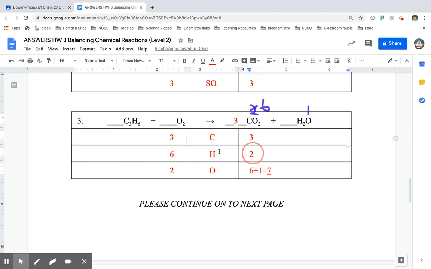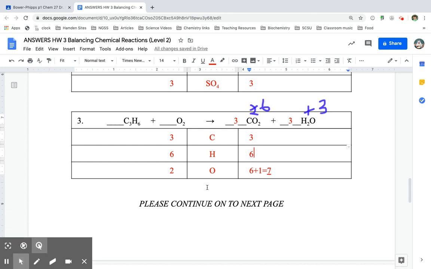Carbons are taken care of. Now let's go to my hydrogens. I have 6. I need 6. So 2, right? I'm multiplying this 2 times 3. 2 times 3 gives me 6 hydrogens now. But remember, this 3 also multiplies by that 1 oxygen. So I don't have 1 oxygen anymore on this side. Now I have 3 times 1 gives me 3.